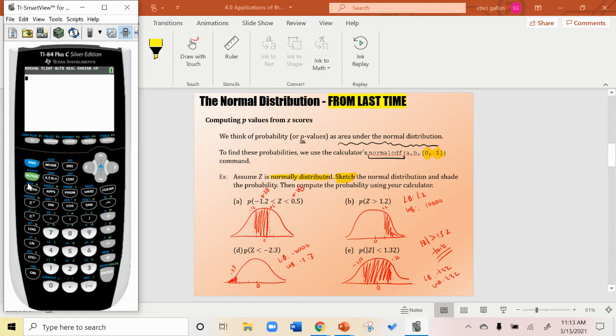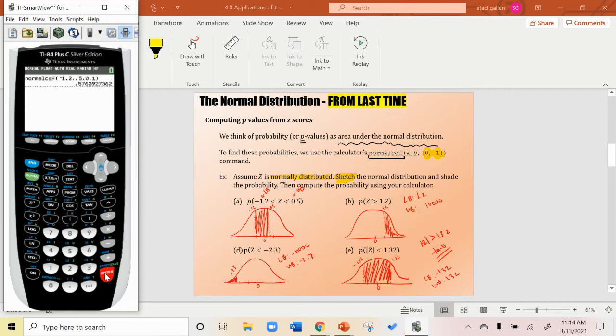So to just run through these, second vars is distribution. I'm going to go down to number 2, normal CDF. And this is how mine asks it, but yours, you might have it where you're just putting commas between it. And as a reminder, you don't need to type the 0, 1. You don't need to worry about that, right? Your calculator is going to default to that. It's going to assume that. So I've got negative 1.2, and my upper is 0.5, paste, don't touch those.